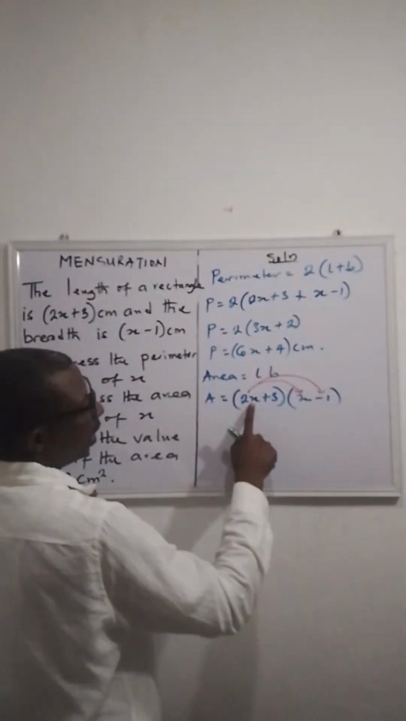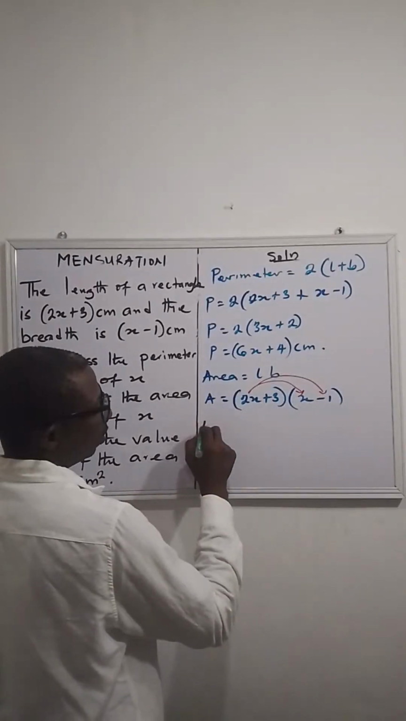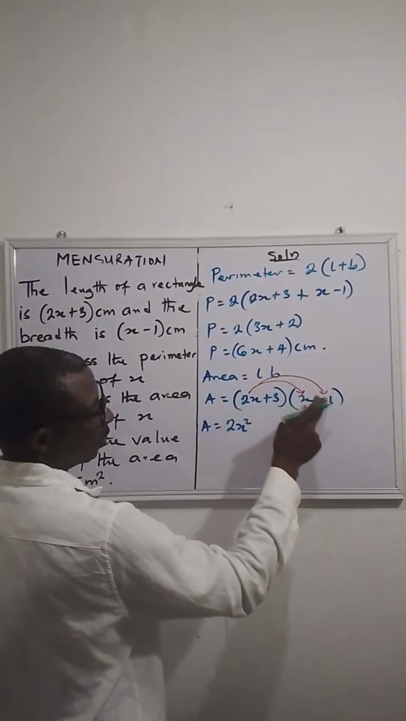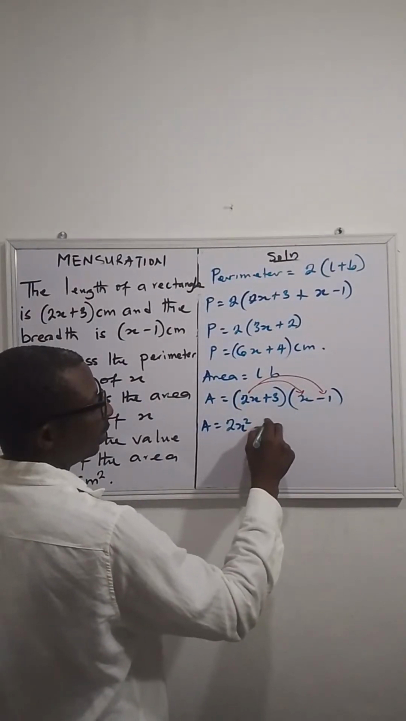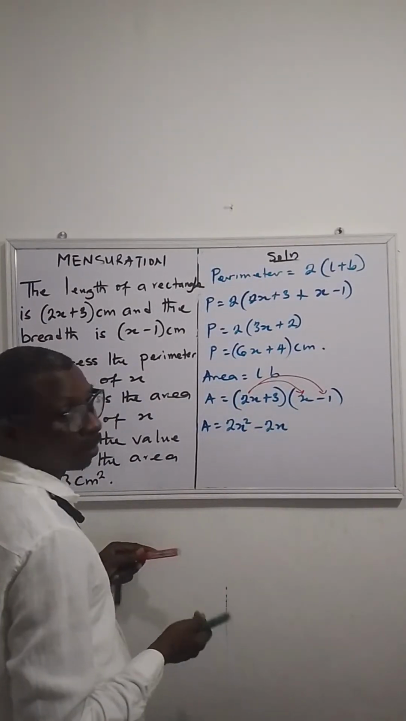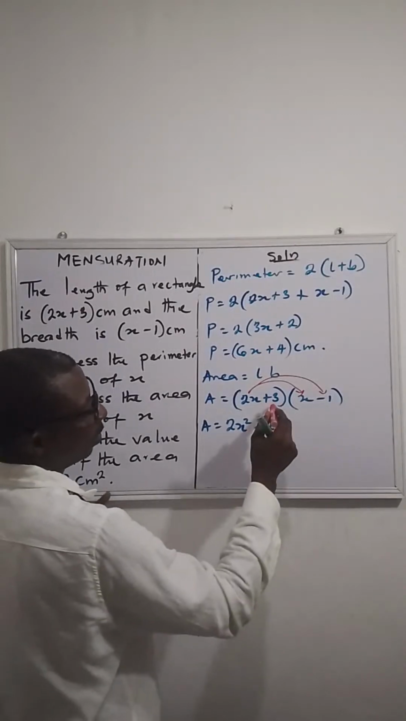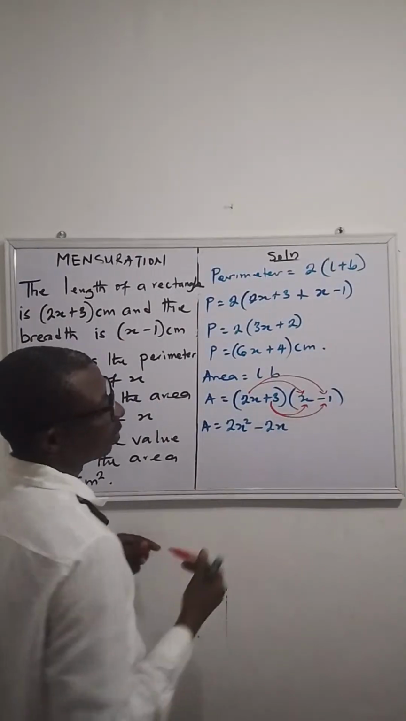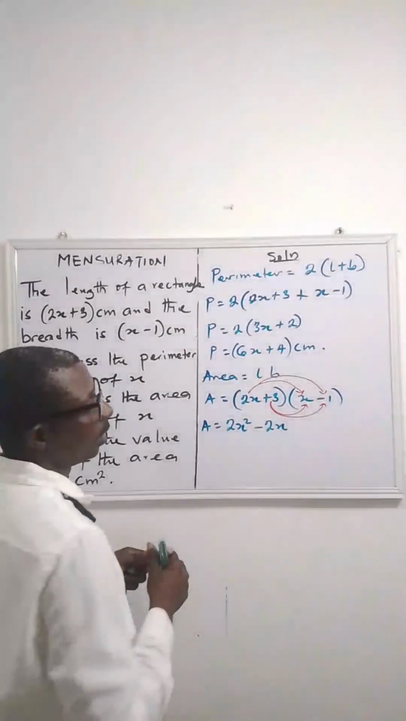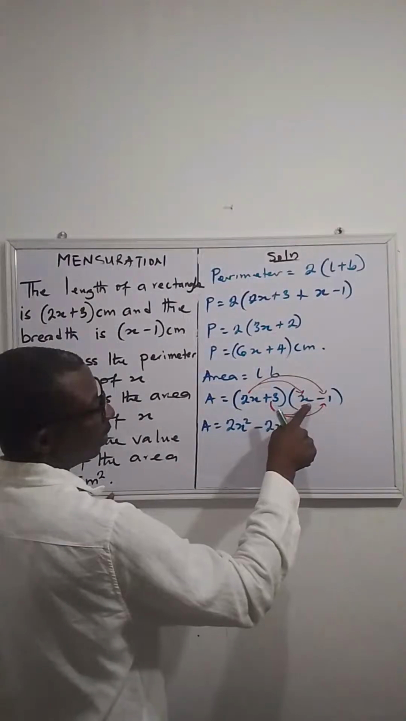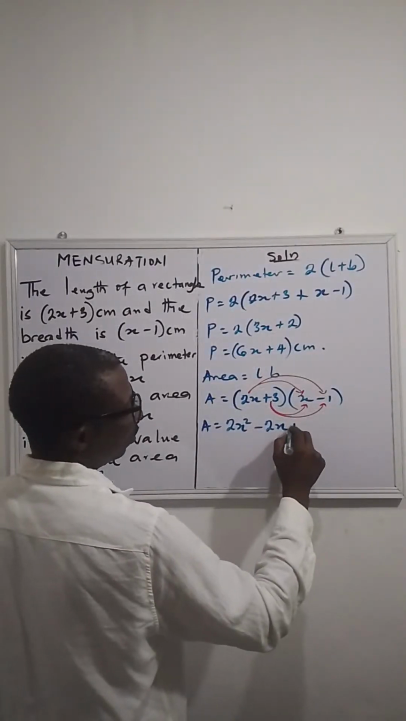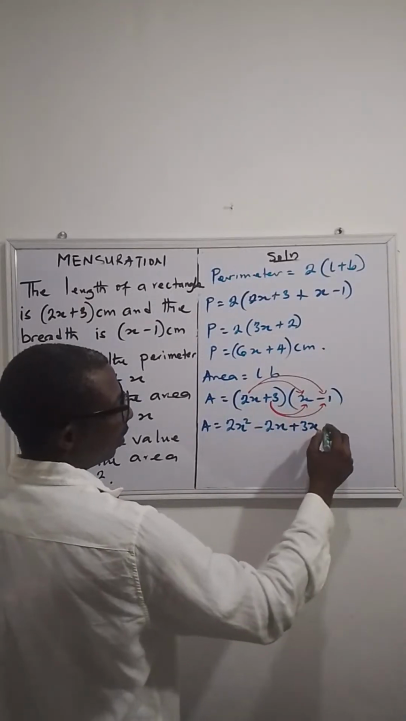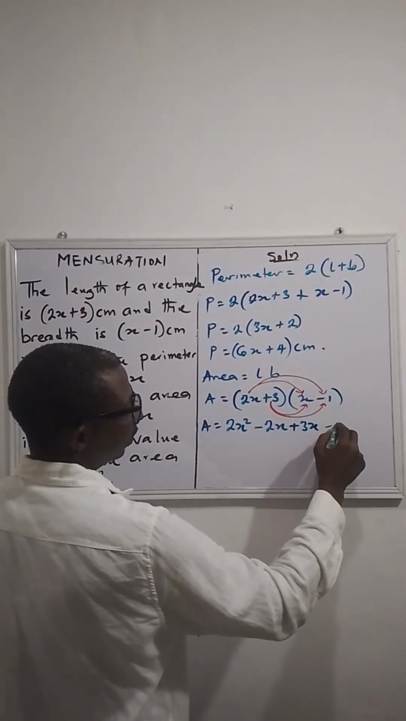Can we do that now? We have 2x times x, so that gives us 2x squared. Now this same 2x multiplied by negative 1 gives negative 2x. Now the next term here multiplies this and also multiplies this. 3 times x, we have plus 3x. Now 3 times negative 1, we have negative 3.